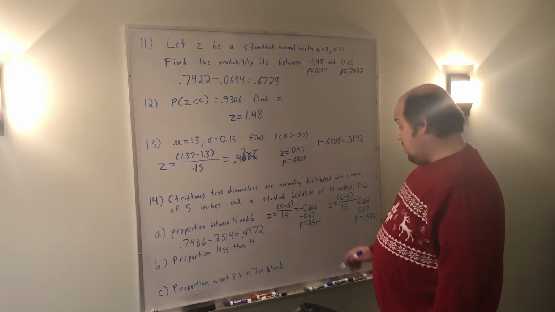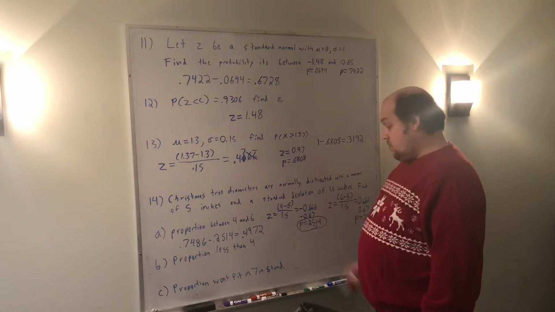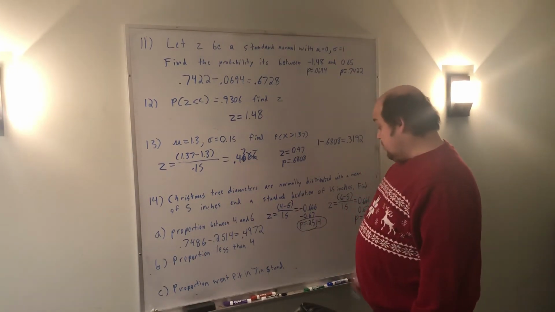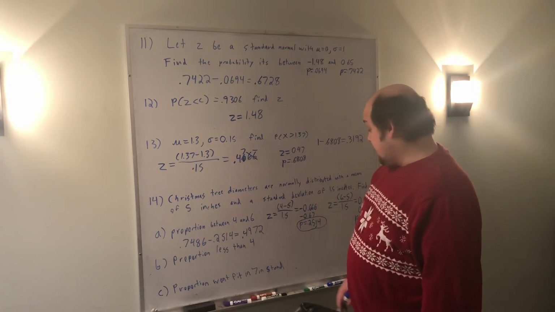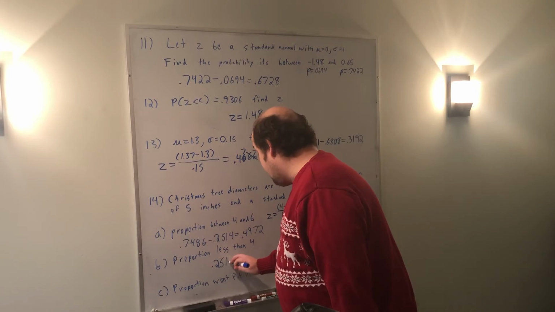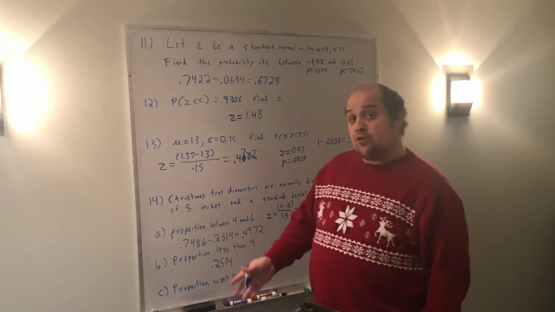do a new z-score. I already have the z-score for 4 here. I already have the table value. In this case, less than is the exact table value, so I don't need to do 1 minus. I don't need to manipulate it in any way. This is the correct answer. It's 0.2514.